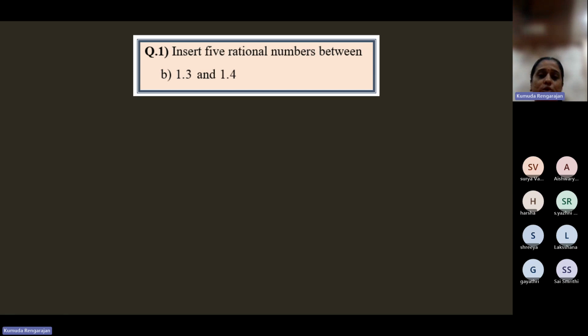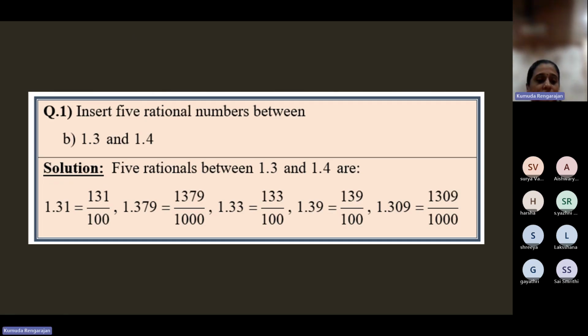Between 1.3 and 1.4. So to insert, you can just increase the number of decimal places. Like 1.3, you can just add a 0. It's 1.30, but you just read it as 30. It's 1.30, and this will be 1.40. So now between 30 and 40, it will be 1.31, 1.32, 1.33, 1.34. Just increase the gap, the space between the two numbers.